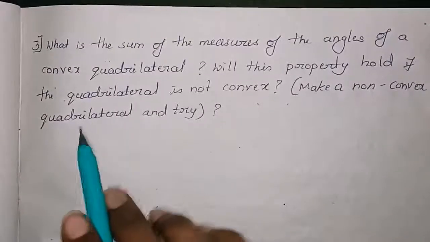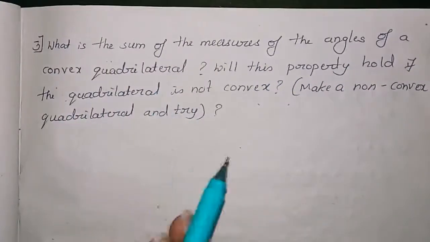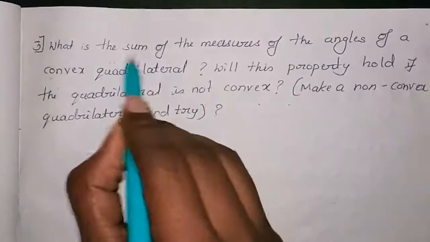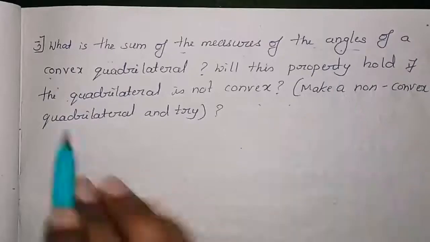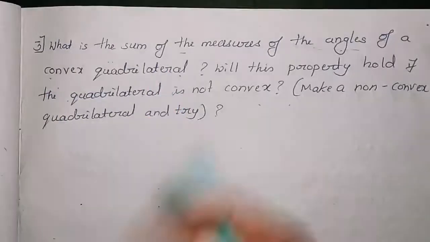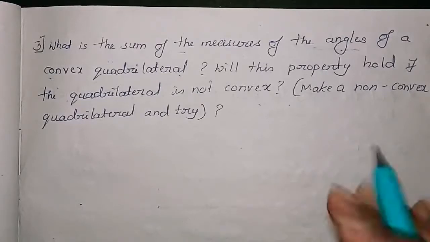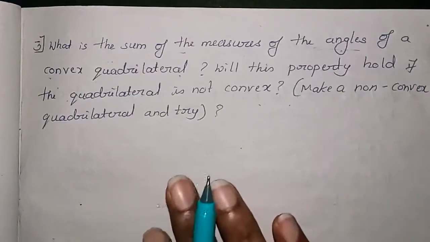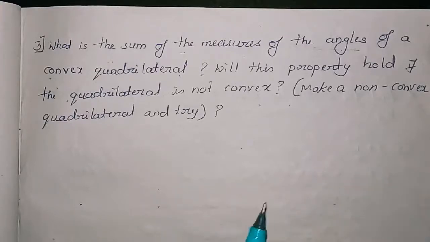So in the question, what have they given? What is the sum of the measures of angles of a convex quadrilateral? You have already studied what we mean by a convex quadrilateral. You have to find the sum of the angles in a convex quadrilateral. For this you must know what you mean by a convex quadrilateral. The diagonals which are formed are inside the quadrilateral. If the diagonals formed are inside, we can call it a convex quadrilateral. You can check the definition I have given in the introduction.